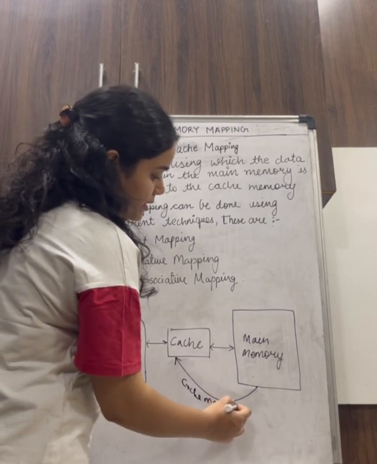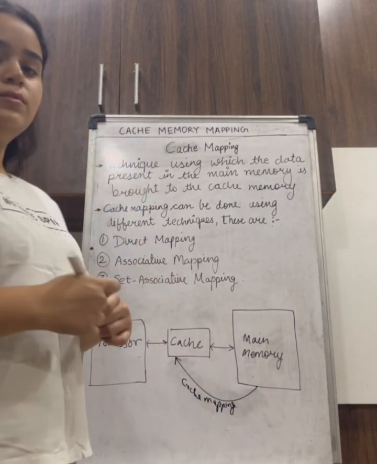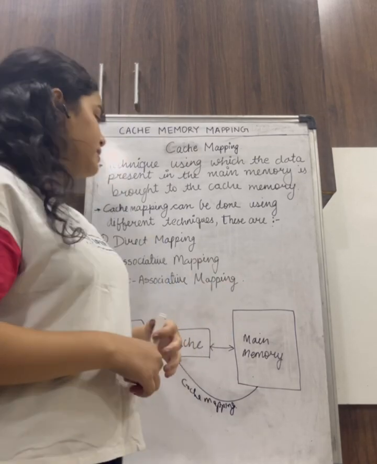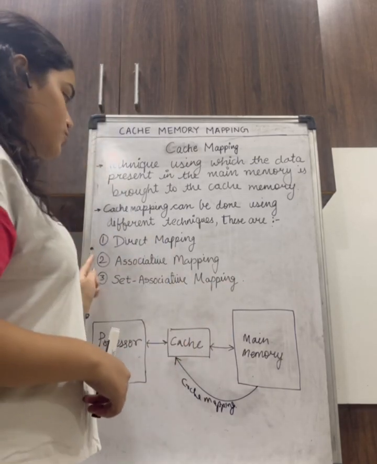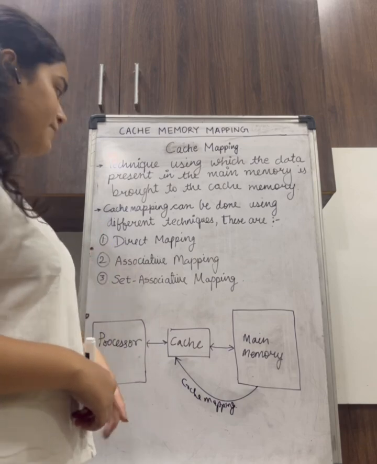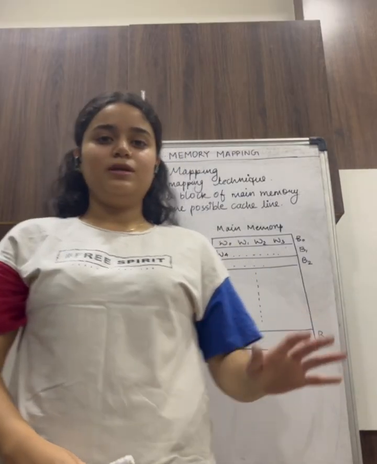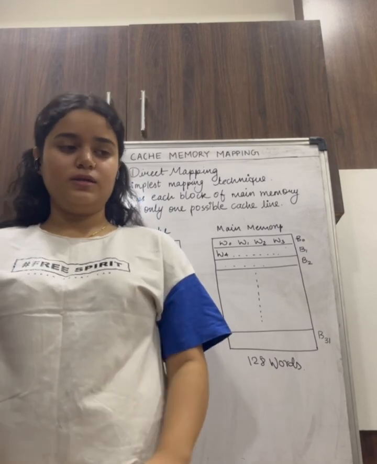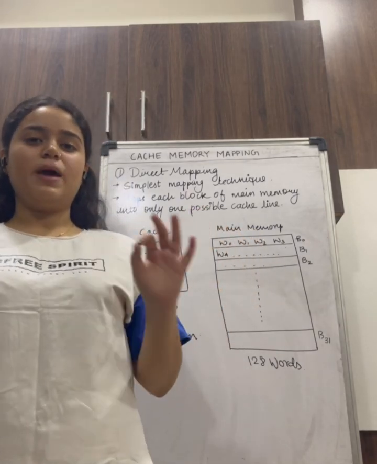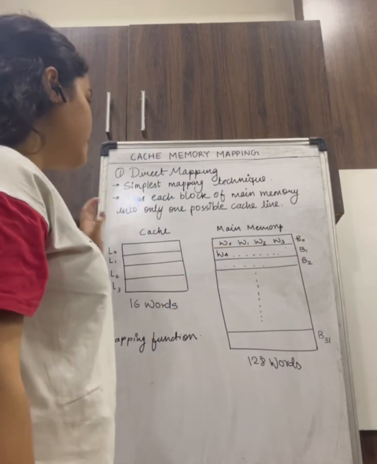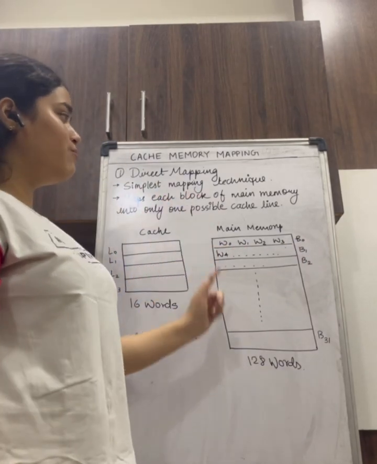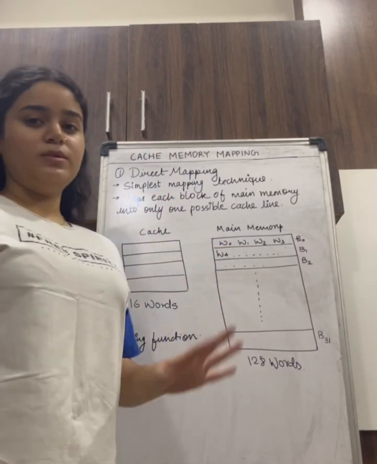The cache mapping can be done using different techniques, and these techniques are direct mapping, associative mapping and set associative mapping. We will discuss these three mappings in detail, but now we will understand the direct mapping technique. Direct mapping is the simplest mapping technique. In direct mapping, each block of main memory is mapped into only one possible cache line.